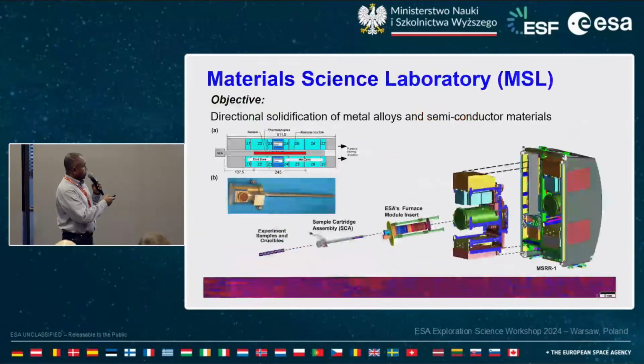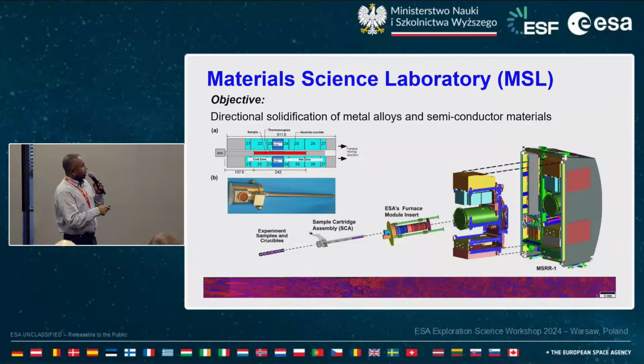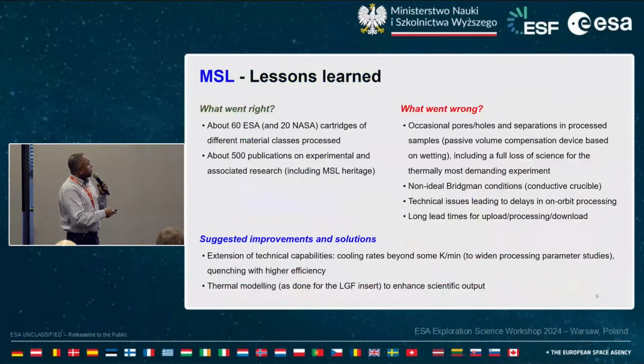Here the sample has 2 heating zones, one hot zone and one cold zone, and it can move, so it's effectively making a Bridgman setup. Then the samples are solidified in ISS, and the final sample may look like this. I'm not trying to give a science output of this setup, but from this MSL, what did we learn?